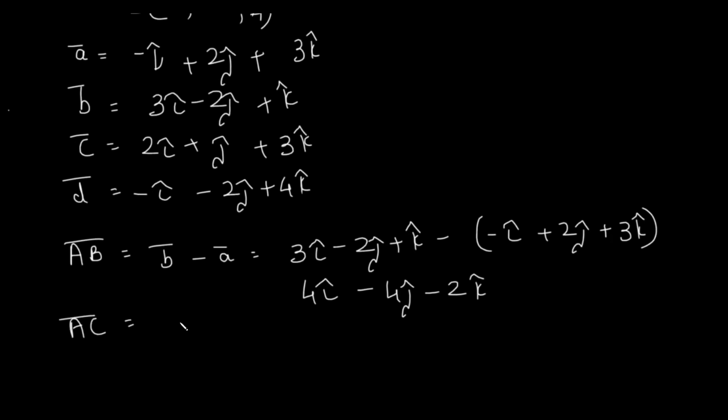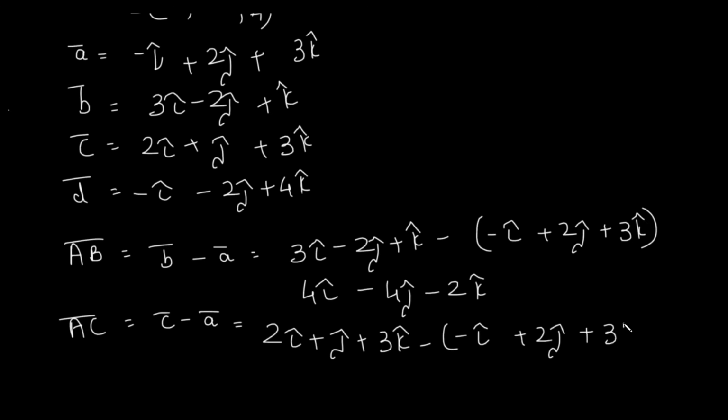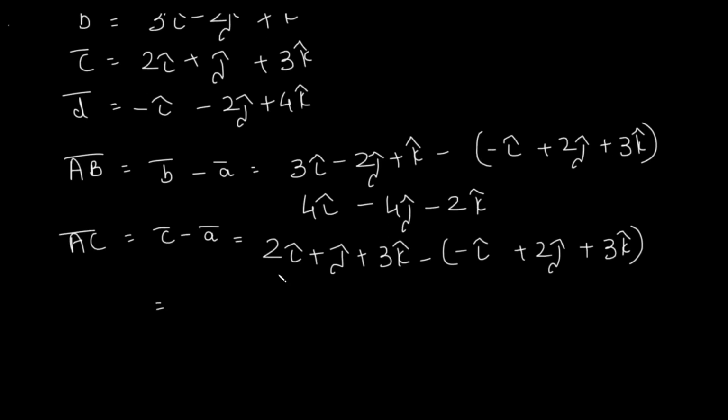Similarly, AC. AC is written as C minus A, which is 2i plus j plus 3k minus (minus i plus 2j plus 3k). Again we open the bracket and simplify. So we get 2i plus i, that is 3i, j minus 2j, which is minus j, and 3k minus 3k gives us 0. So 3i minus j becomes AC.